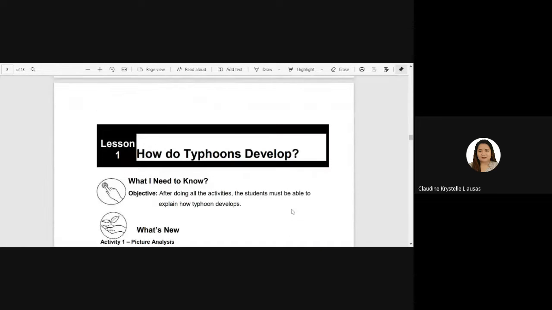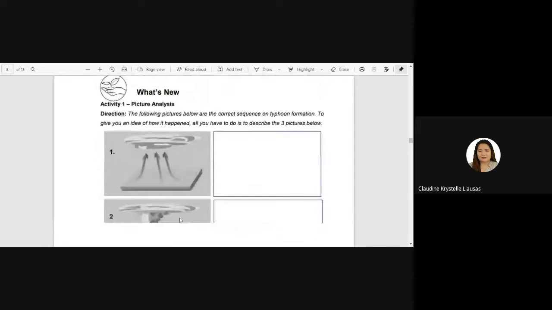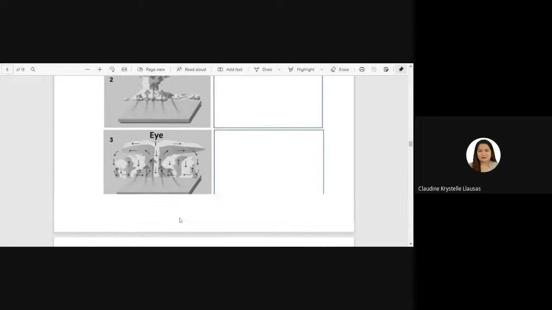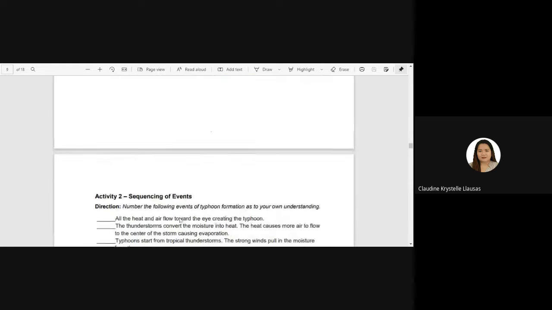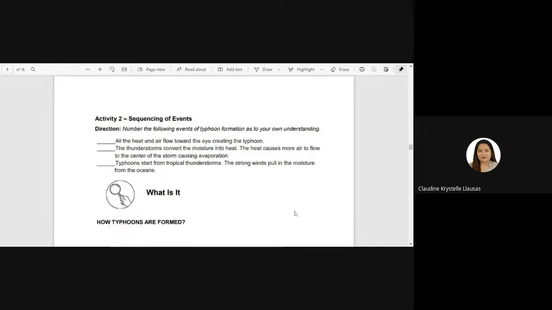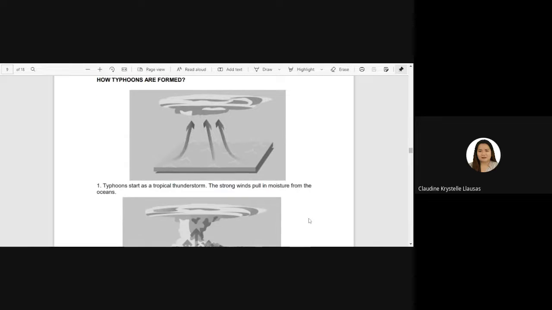Next, how do typhoons develop? Earlier, an earthquake develops if there is a movement of tectonic plates, whether on land or in the water or underneath. This time, you will understand how typhoons develop. So here, activity 2, sequencing of events. You are to arrange the events of typhoon formation as they happen.